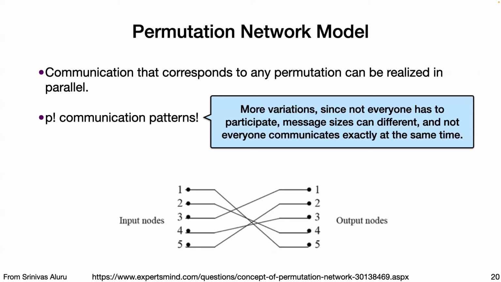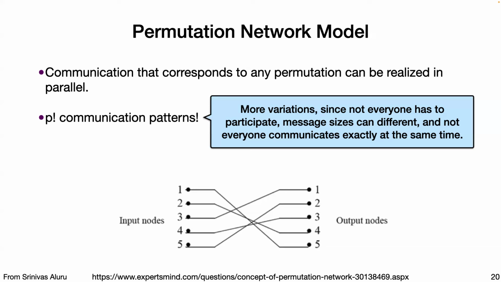And if you have a communication pattern that follows a permutation, then it can be realized in any order, and it can be realized in parallel, maximally efficiently in this network, because there's no congestion. However, there are p-factorial communication patterns, just based on the sources and destinations, and there's also further variation in the communication patterns, like not everyone has to be involved in every phase, the message sizes can be different, and not everybody needs to start their communication at exactly the same time. Because it's not necessarily guaranteed that the programs are running in lockstep across all the nodes. And also the programs that they're running may not be the same. So you get some variation, and this is just an example of a permutation.